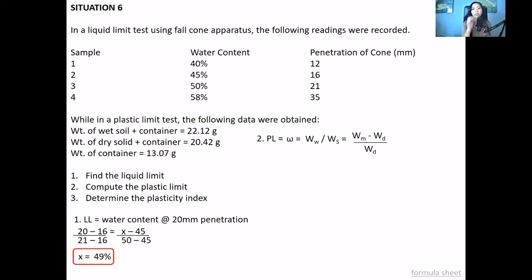Weight ng dry. In this case, given na siya. Kasi yung lahat ng information na kailangan mo given na doon sa problem. Kasi plastic limit test siya, di ba? So, yung mga information na makukuha mo dito, especially yung moisture content, is in connection to the plastic limit. So, para makuha ko yung weight ng moist soil sample, I will use 22.12 grams and then ilalabas ko yung container. Kasi weight of wet soil pa siya, tsaka container eh. So, it will be 22.12 minus 13.07. Okay? I hope that is clear.